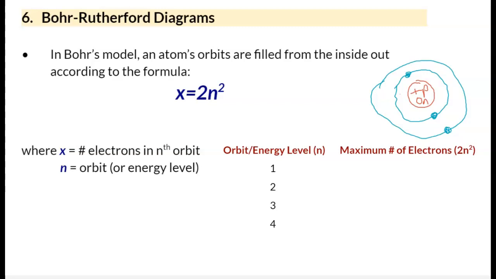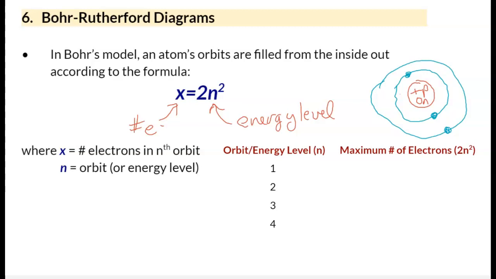So this formula here that you're seeing, x is equal to 2n squared, it allows us to predict the number of electrons in a given energy level n. So this n represents the energy level according to Bohr's model, right? And so if we know the energy level that we're talking about, we can predict how many electrons maximum can fill that specific energy level, right? So let's analyze this a little bit. And it's going to kind of just add a little bit of detail to your current understanding of what atoms can look like according to the Bohr model.